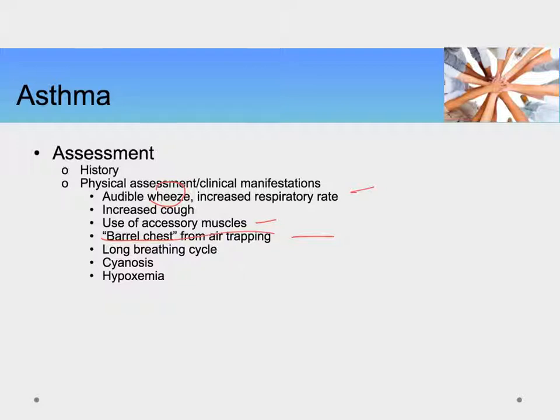Think about this. If you have an inflamed, constricted airway, you're going to try to take a long breath in to try to get that oxygen in, and then they'll have a long expiratory phase as well because they're trying to blow out that CO2 in this restricted airway. Cyanosis, of course, we know is indicative of not getting enough oxygen. Cyanosis and hypoxemia. Hypoxemia means you have a low oxygen level in your blood, and that's as a result of not being able to pull in your oxygen as you need it because you have a constricted airway.